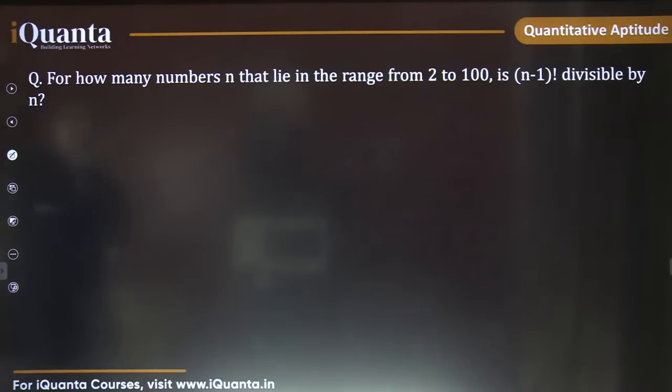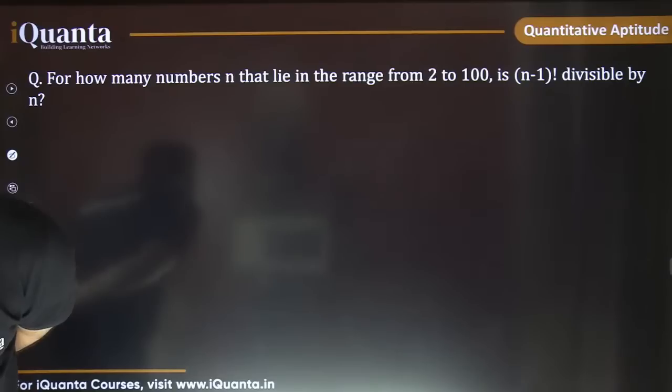Okay, this one now. For how many numbers n in this range 2 to 100, n minus 1 factorial is divisible by n? It's not 0. Why do you say 0?